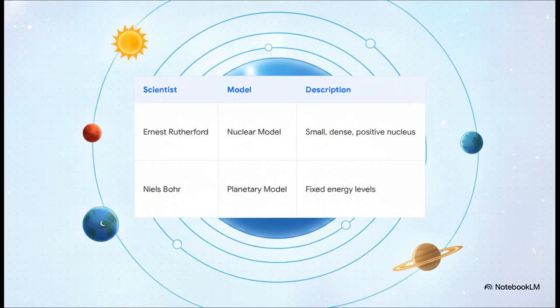Building straight off of that, Niels Bohr took Rutherford's basic nucleus idea and really organized it. He proved that those electrons don't just float randomly around the core. Instead, they move in these fixed energy levels, or shells. It's actually exactly like planets orbiting the sun, which is, of course, why we call it the planetary model.